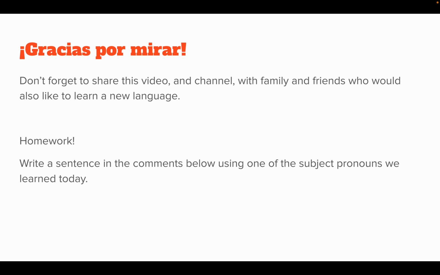And last but not least, your homework for today. I would like you to write a sentence in the comments below using one of the Spanish subject pronouns we learned today. It can be a really short sentence. I just want to see that you understand how to use these subject pronouns we talked about.